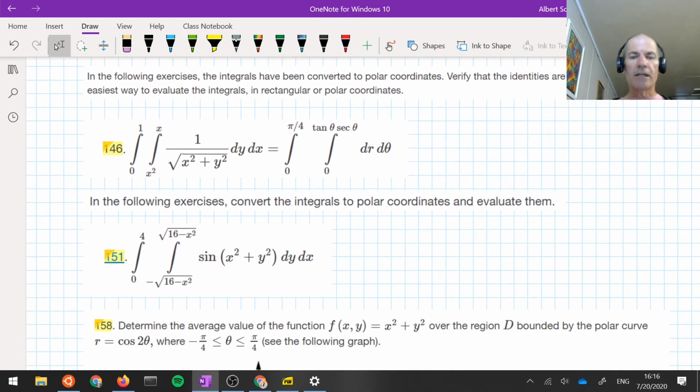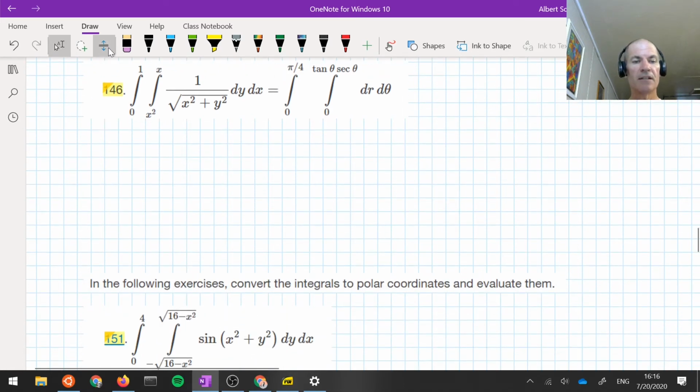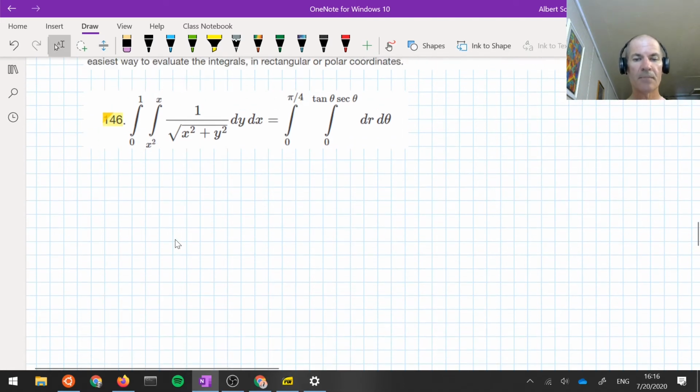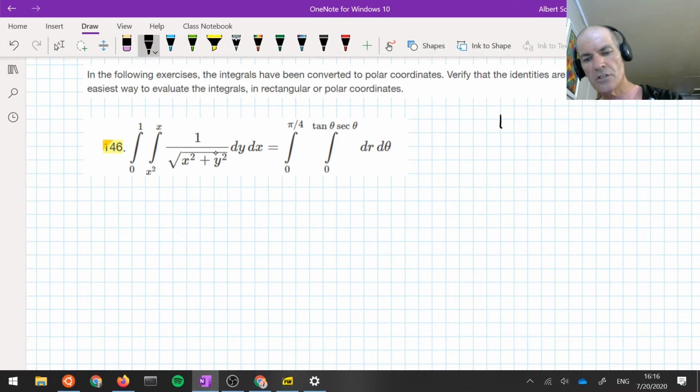All right, in the following exercises, these integrals have been converted to polar coordinates for you. Let's verify that the identities are true and then choose which of the two integrals we'd rather integrate. In other words, which of the two is easier to integrate. So we'll do both of those things. I'm going to start with the left and show you how to get to the right. I usually start with the Cartesian side because I have more intuition about what graphs and functions look like in Cartesian coordinates, or rectangular coordinates.